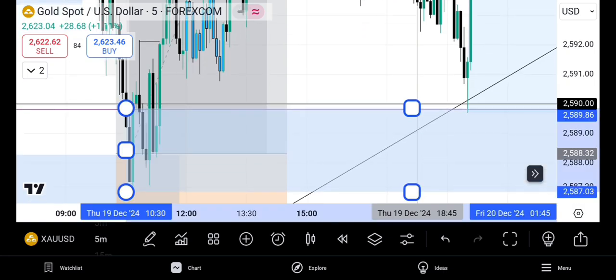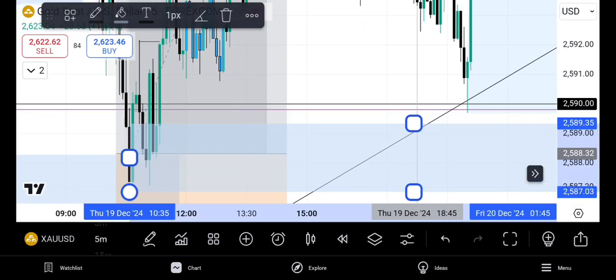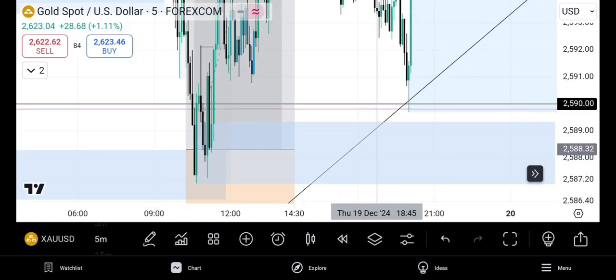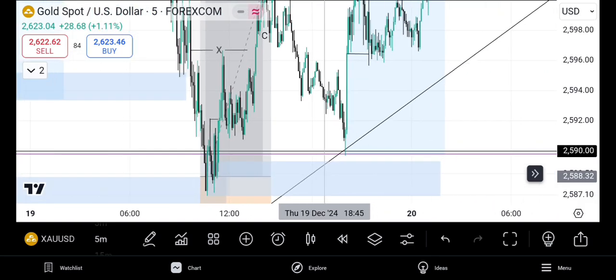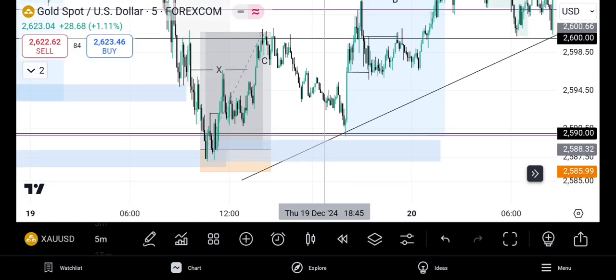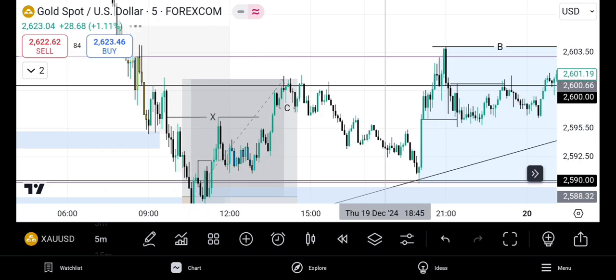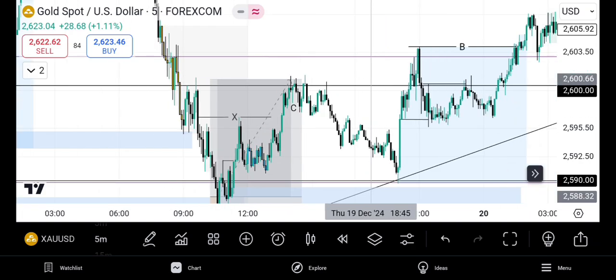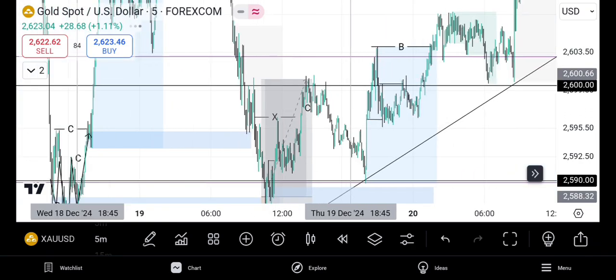I didn't take this trade. I didn't, because the market didn't mitigate. So I didn't take that trade.